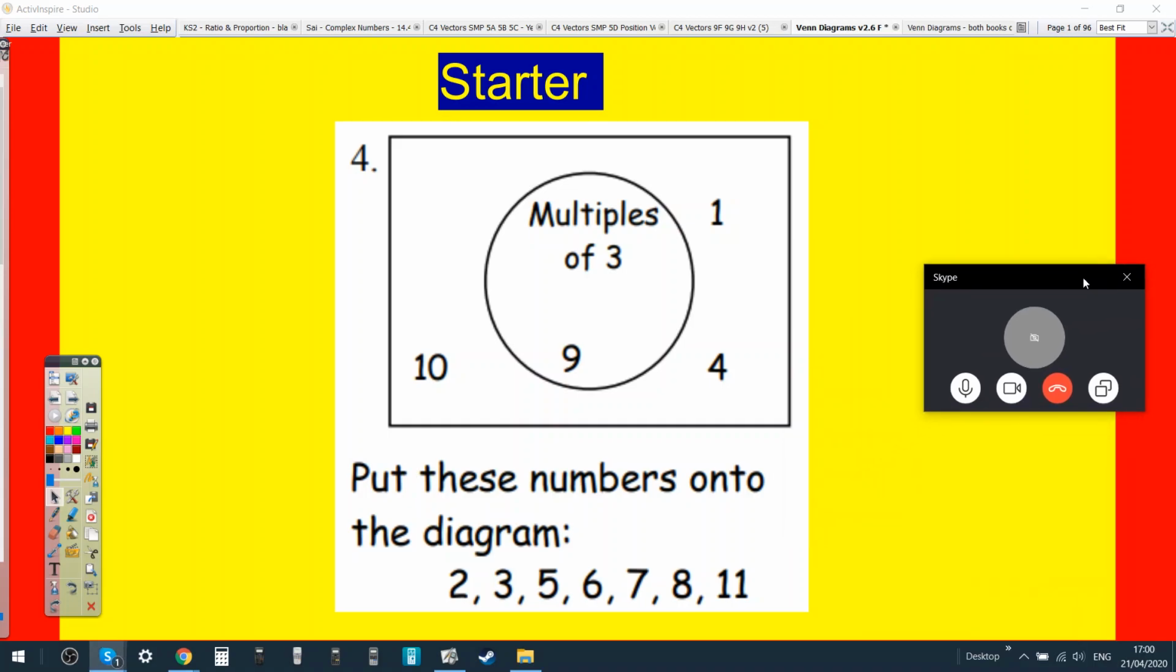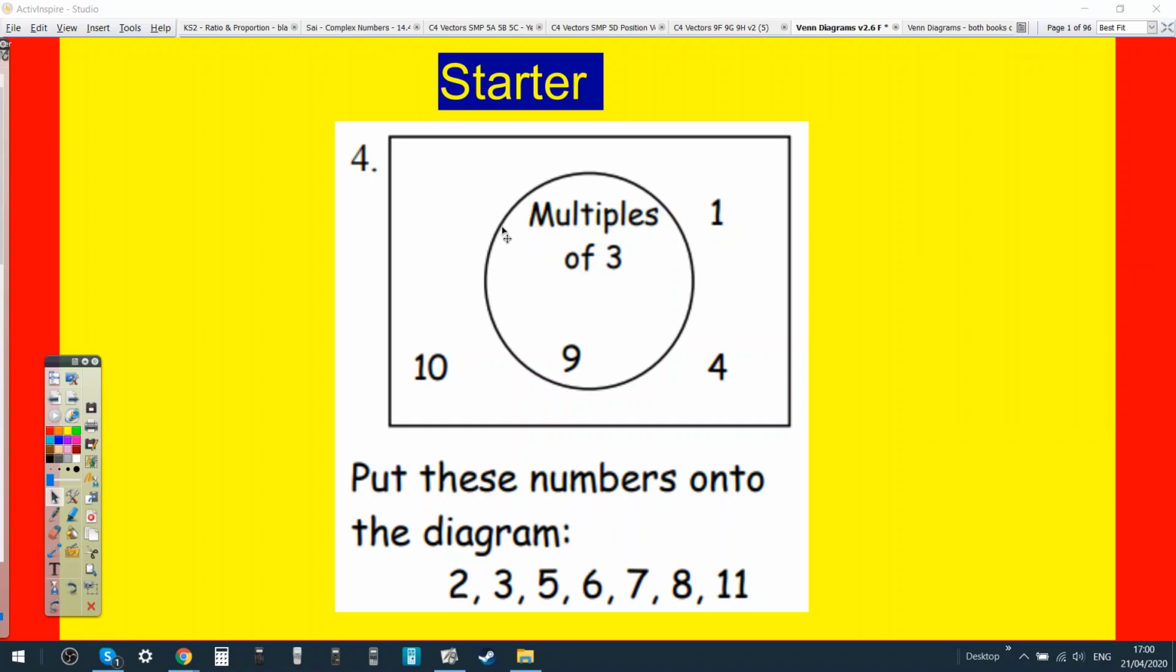Diagrams. How does that sound? Okay. Starter. Put in the circles multiples of 3, outside the circle if it is not.